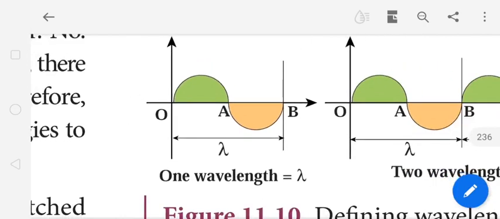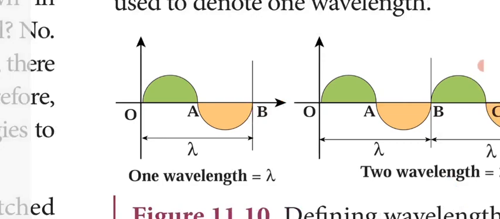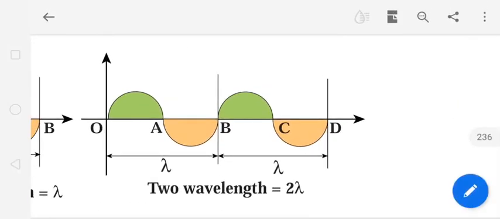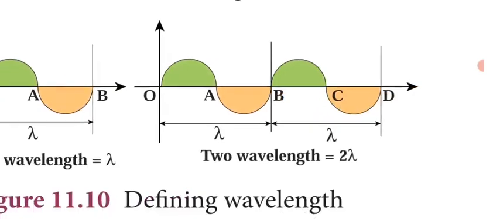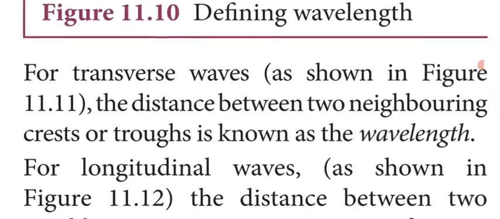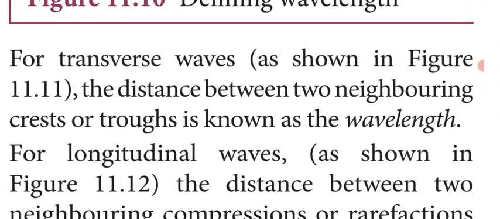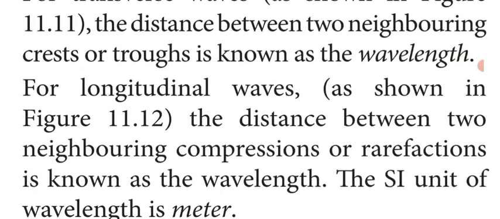Here they have taken 2 complete cycles, so that is called 2 lambda. The first one is 1 lambda and the second one is 2 lambda. How do we define it? For a transverse wave, the distance between two neighboring crests or troughs is known as the wavelength.